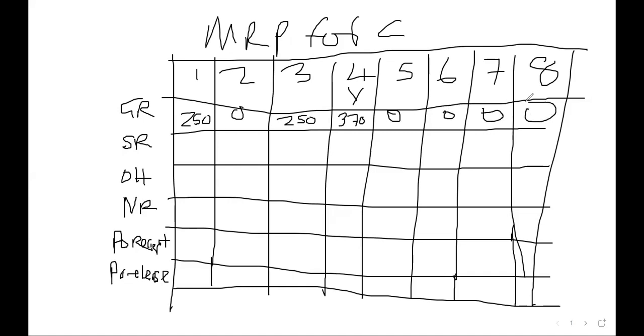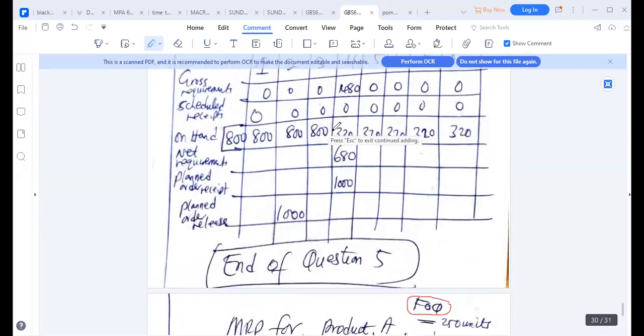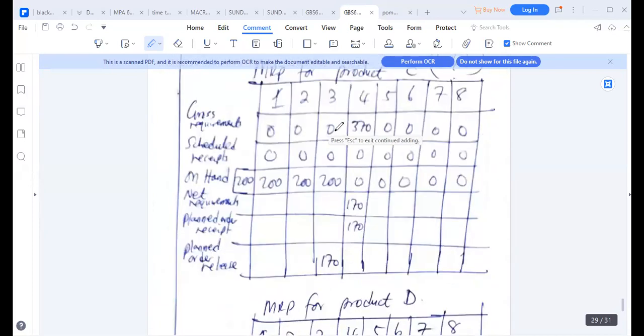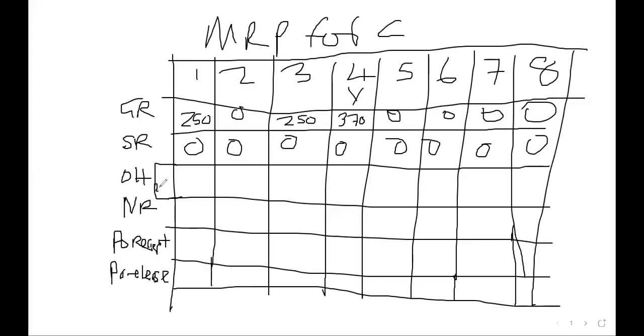Then we get the scheduled receipts as zeros. So here these are zeros for scheduled receipts. Then we check the on hand, what was on hand for this product. From the information given, the on hand for C was 200. So you put a 200 here.